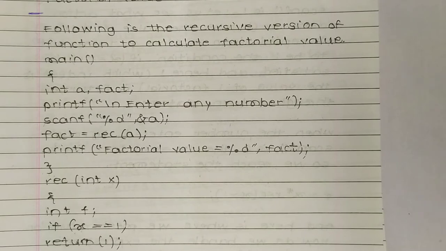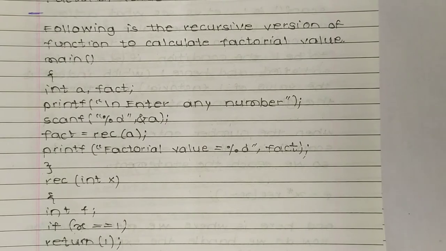Now fact = rec(a). So this rec is a function. We will write it later, after completion of this program. Now printf, a factorial value is equal to %d. Since the factorial value is an integer, that is why we use %d.